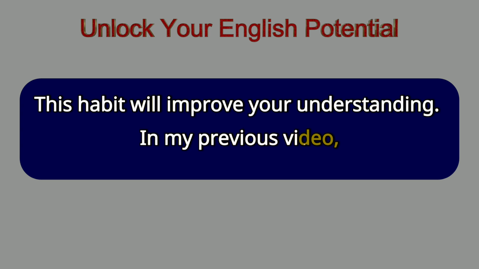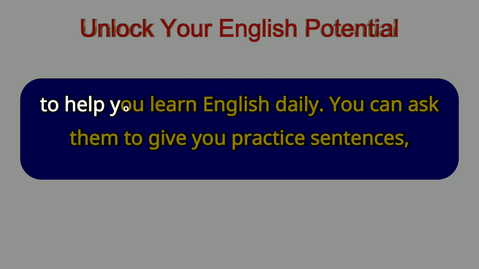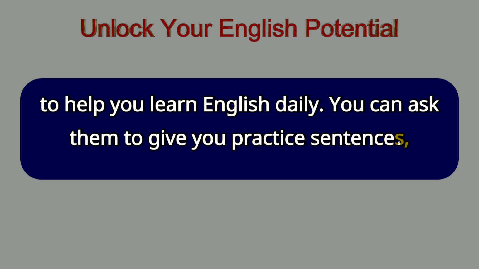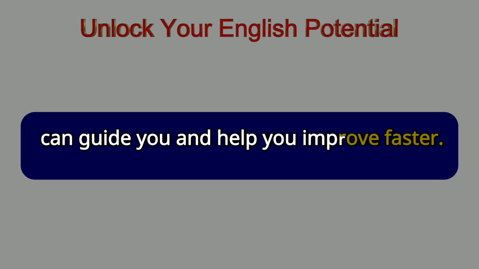In my previous video, I told you that you can use tools like ChatGPT and WhatsApp Meta AI to help you learn English daily. You can ask them to give you practice sentences, examples, or corrections. Use these tools regularly. They can guide you and help you improve faster.